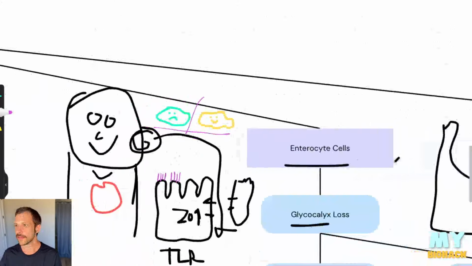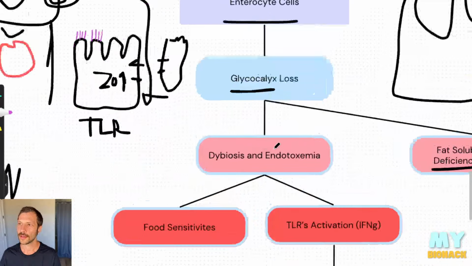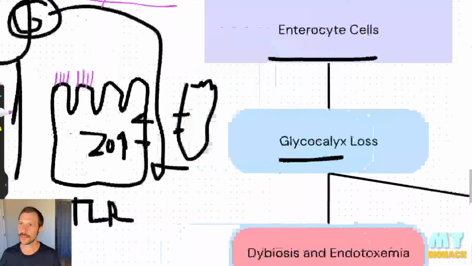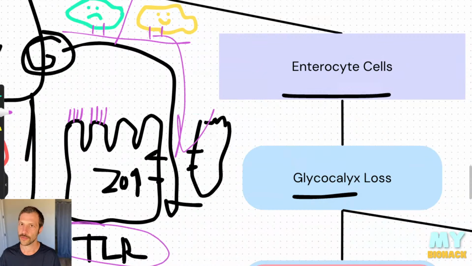All right. Dysbiosis, endotoxemia. Endotoxemia is essentially when the pieces of the bacteria, whether it's from good or bad, are able to get into here and activate these toll-like receptors.